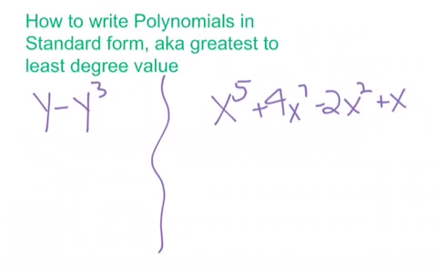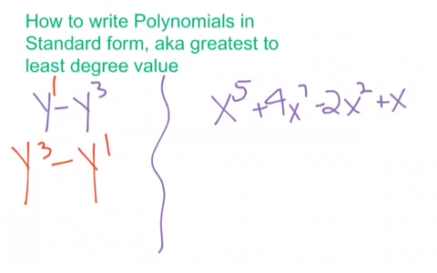All right, how to write polynomials in standard form, aka greatest to least degree value. So far on polynomials, we've gone over how to simplify them by combining like terms, the names of the polynomial, and the degree, okay? So now we're going to put it in standard form, which is descending order, or greatest to least. So the degree right here is 1. That's 3. I want it in greatest to least, so it would be y minus 3. 3 minus y1.